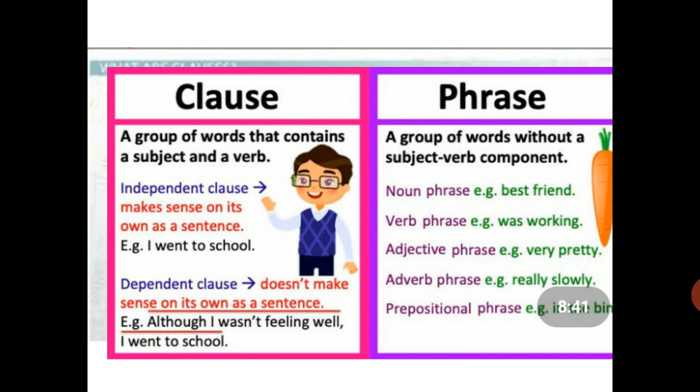Here look at the phrase. A group of words without a subject verb component. Okay, look at the example. Best friend, was working, very pretty, really slowly. So in these phrases, we are getting some kind of noun phrase, verb phrase, adjective phrase, adverb phrase, prepositional phrase. So we are not able to get the full meaning of the sentence. It means we didn't get any subject here.